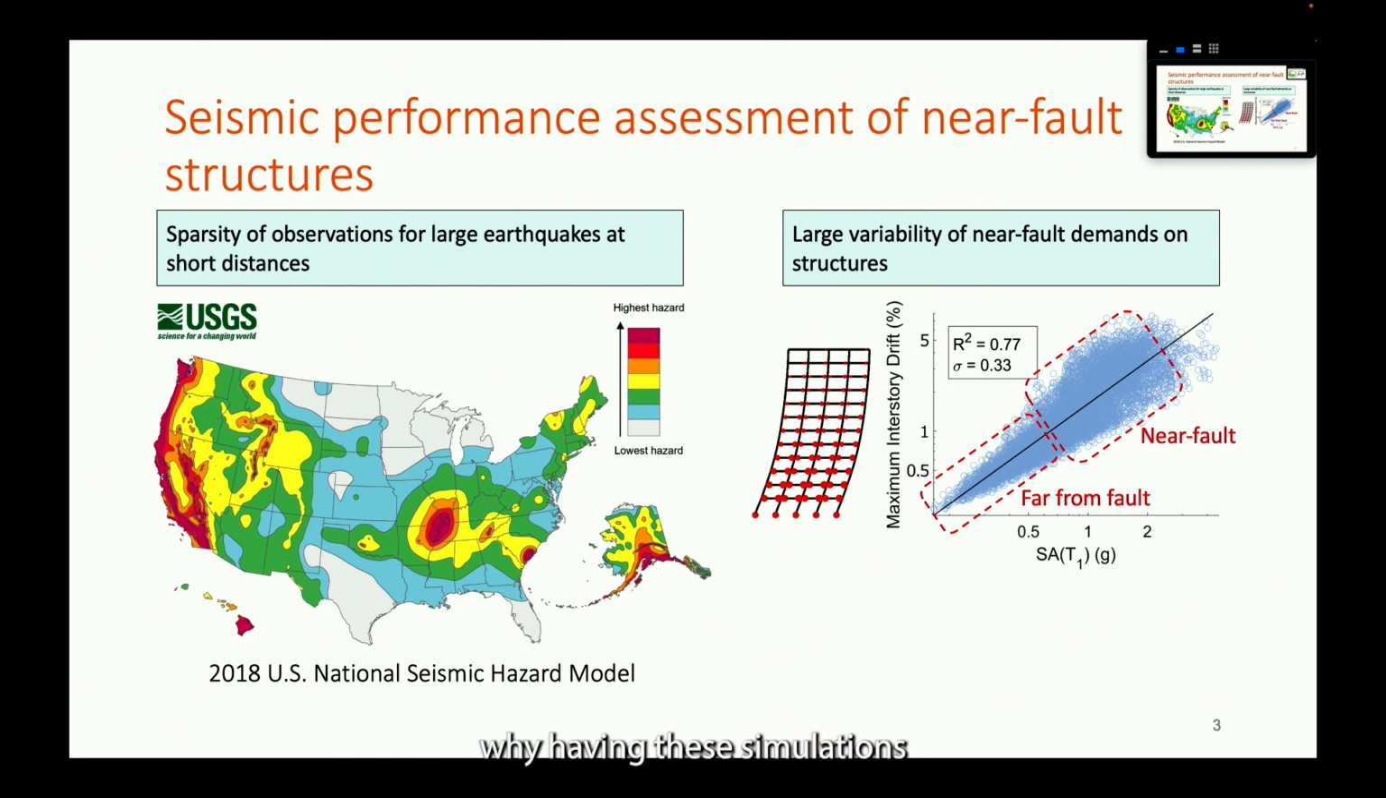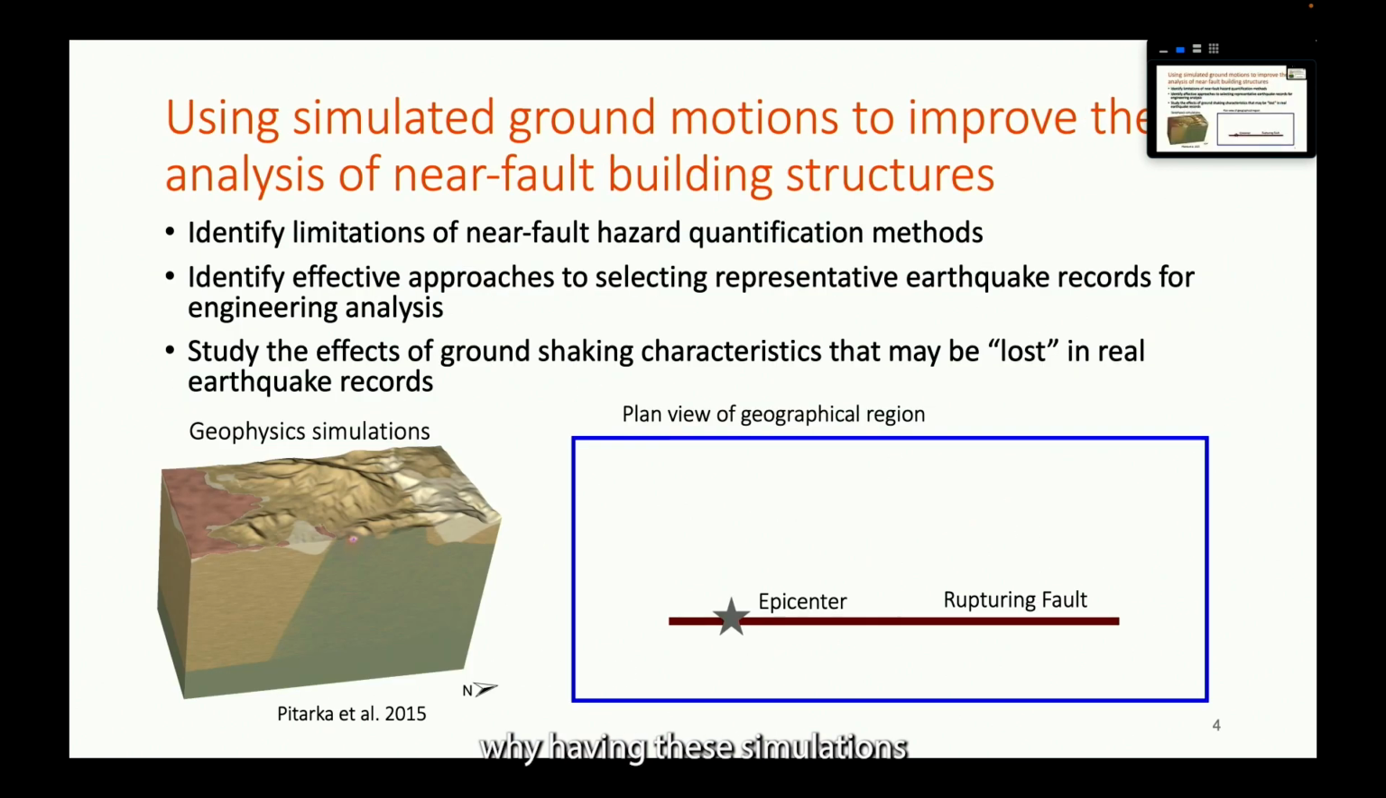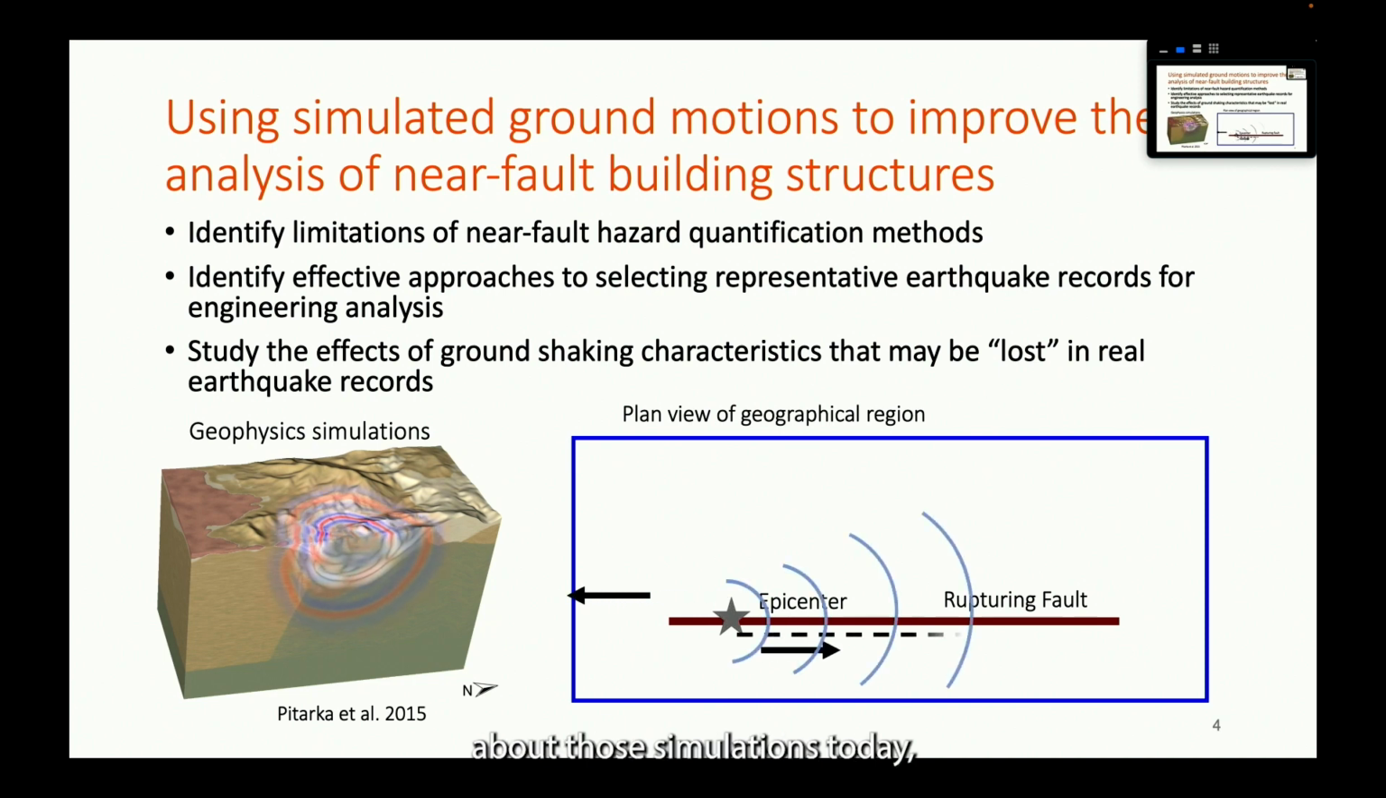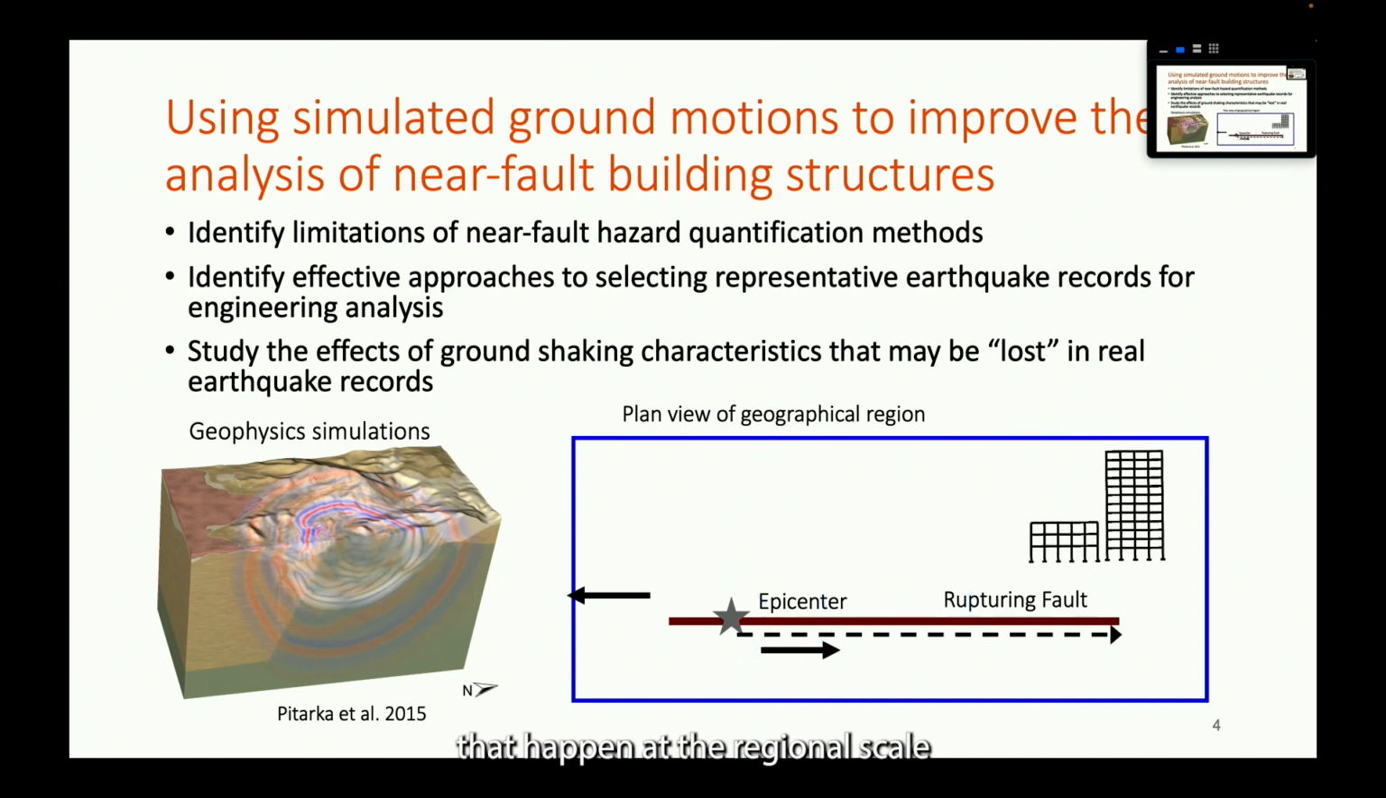And so this is why having the simulations for assessing the behavior of near-fault structures can give us a lot of additional information that we don't have. In this particular case, a lot of people talked about those simulations today, but I'm looking at simulations that happen at the regional scale, taking the simulations at the surface of the Earth from the Earth scientists, and then applying them to structures. And then from these simulations, we're able to do a lot of things.